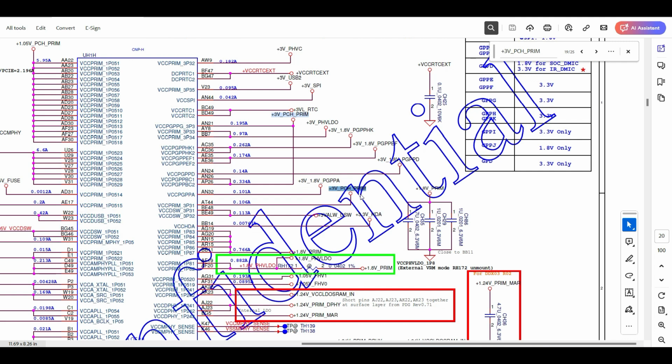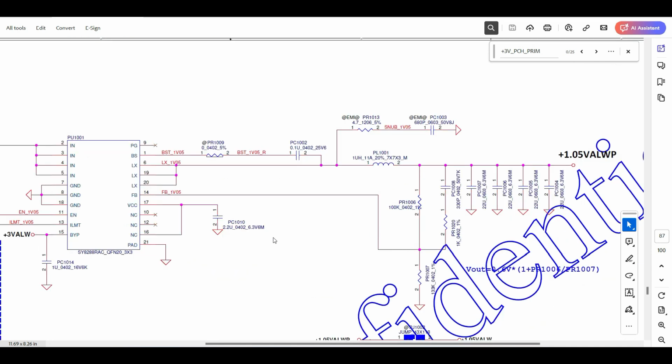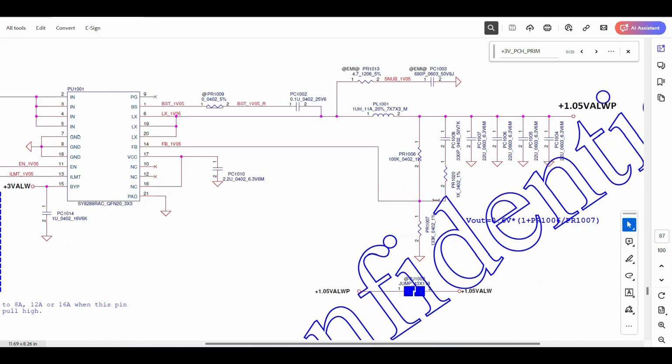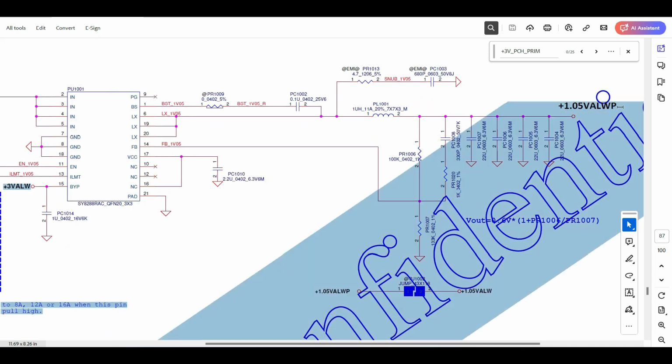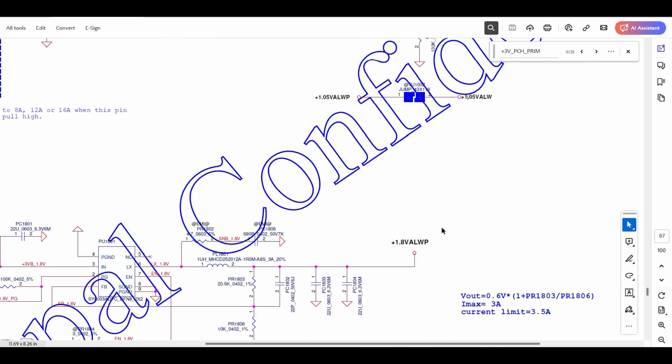Here the voltage is going to PCH. Here the SSD voltage, see some logic is there here. That's it, the prime voltage. And now this 1.05 always, what it does, that we will check. This one and 1.8 also, both.